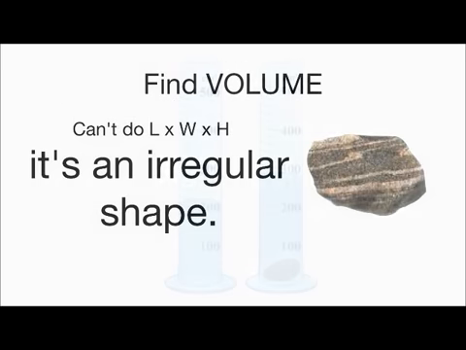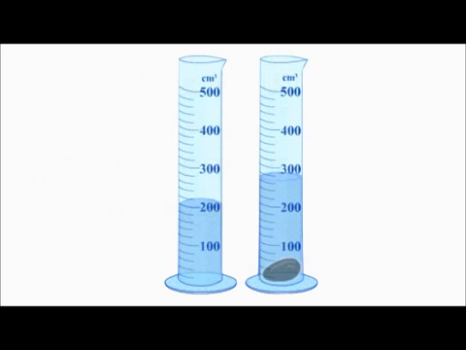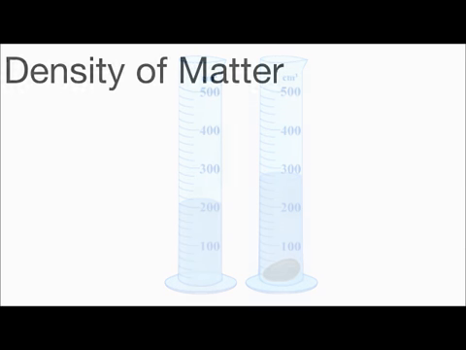If you have an irregular shaped object, you need to use water displacement. In this example, my graduated cylinder on the left filled up to 200 milliliters. I drop my pebble in, goes up to about 270 milliliters. What you do, you subtract the two volumes. The difference tells you the volume of the object, in this case 70 milliliters.